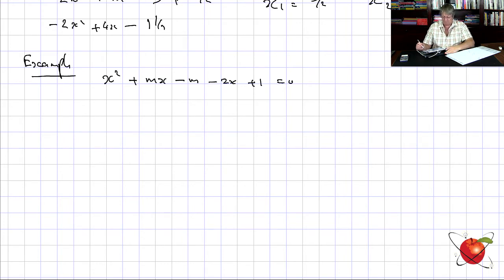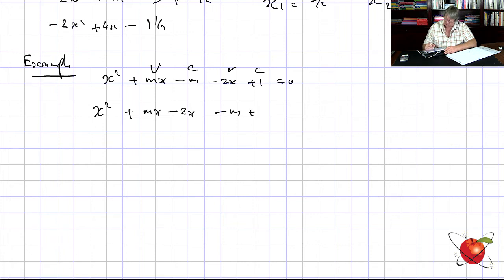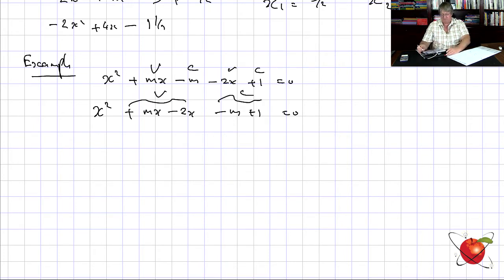Look at delta. So first of all, we need to rearrange this because this is a variable. This is a constant. That's a variable. That's a constant. So we need to do a little bit of pre-work like that. Minus m plus 1. Can you see? We've got the variables grouped and we've got the constants grouped now. Now I can take out my a. A is equal to 1.